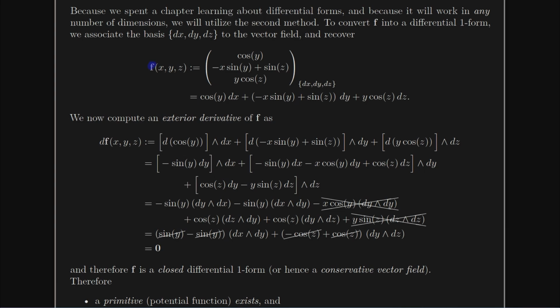So what's going to happen here is I take my vector field, which recall was defined by cosine y, negative x sine y plus sine z, and y cosine z. I'm going to associate to that vector field the basis of differentials, and that will send me to a differential one form, because I'm taking cosine y associated to dx, I'm taking negative x sine y plus sine z associated to dy, and I'm taking y cosine z associated to dz, and that's going to give me my differential one form. Then I can compute the exterior derivative of this differential one form and see what I get. So recalling how to do that, I'm going to take d on cosine y and pay the price of a wedge. I'm going to take d on negative x sine y plus sine z, pay the price of a wedge, and take d on y cosine z and pay the price of a wedge.